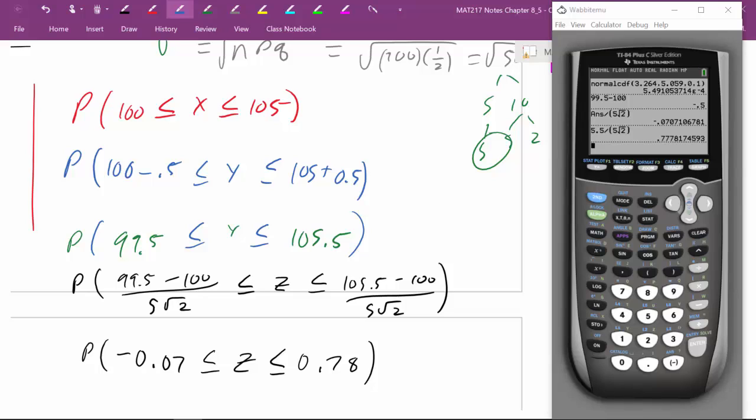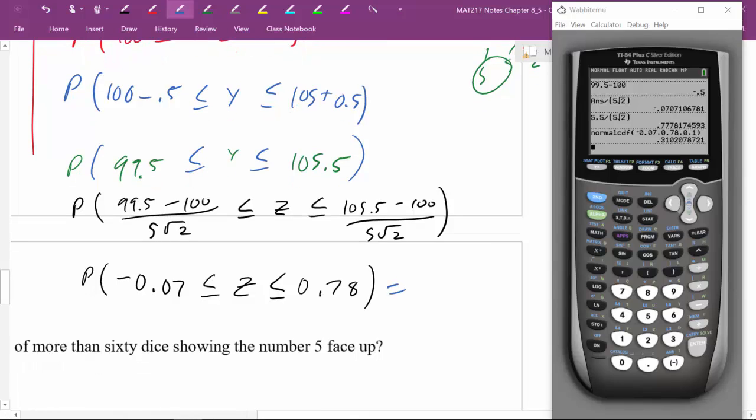So now let's get this. You can either do it by integrating that equation, or you can use the distribution. I'll do that. So let's go back to the normal cumulative distribution function, lower bound, not display. So this would be what? My lower bound is negative 0.07. My upper bound is 0.78. Same mu and sigma. So therefore, I'm going to paste that in.